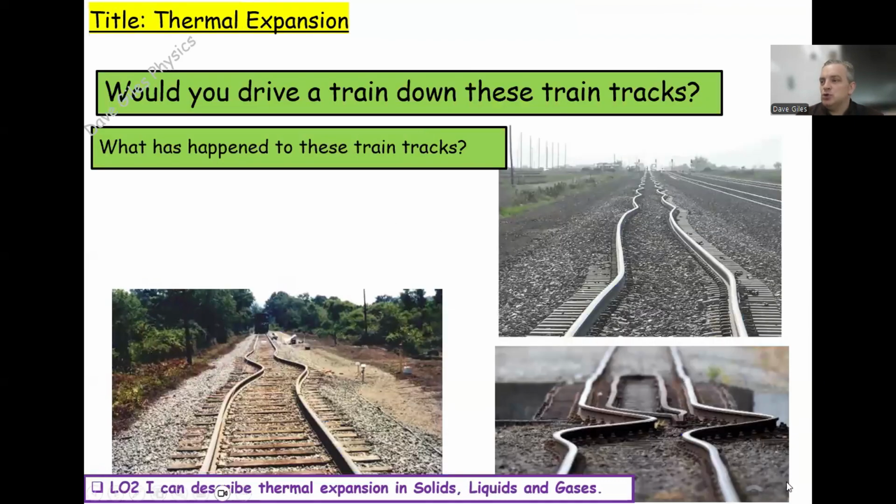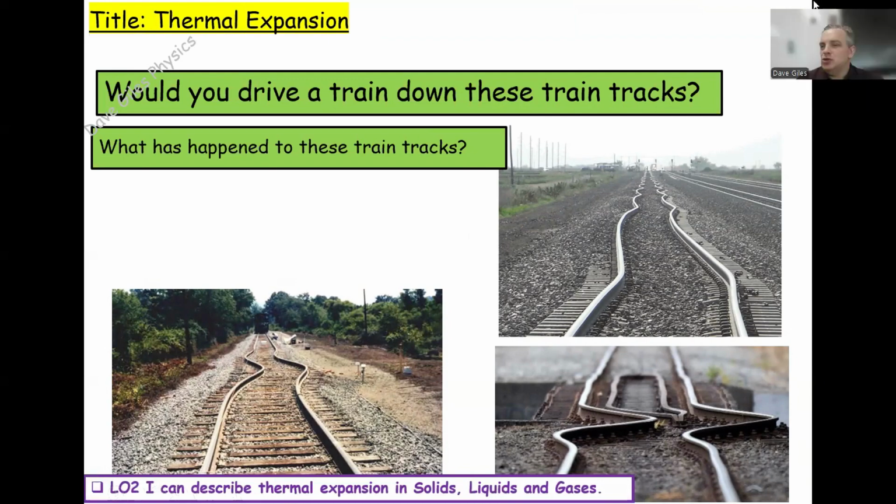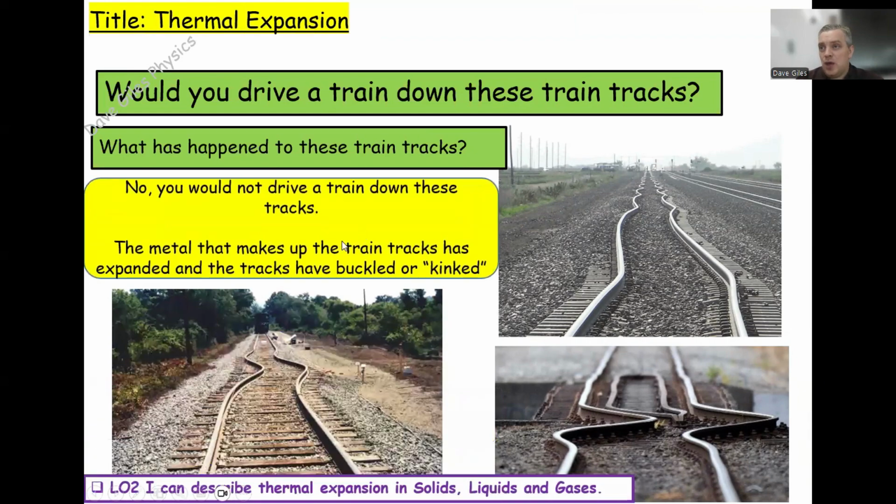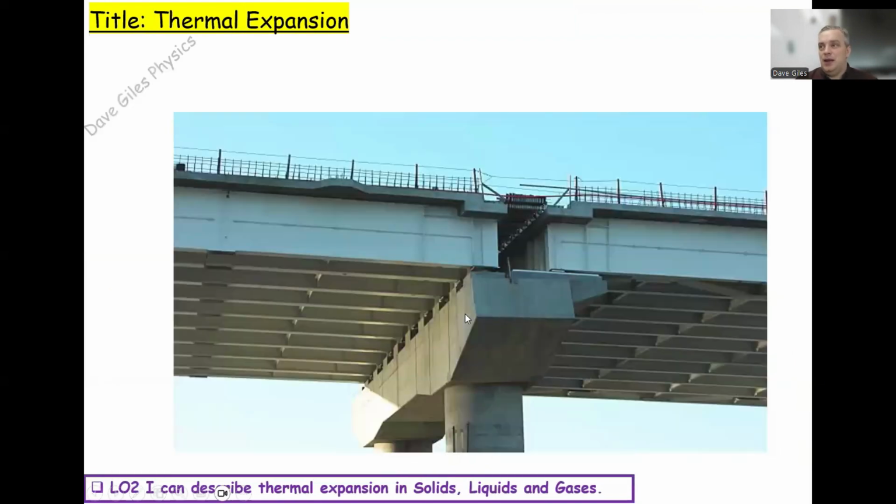So here's some train tracks. Would you be happy in a train traveling along these? And the answer is probably going to be a no to that. So what's happened to the train tracks? Well, the metal that makes up the train tracks has expanded and the tracks have buckled or kinked. So that's obviously not a good thing. So we're going to look at ways to prevent that from happening.